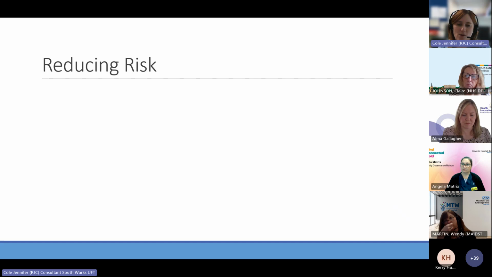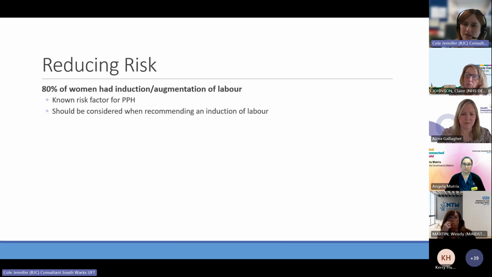Another common theme was opportunities where we could have perhaps minimised that woman's risk. Obviously, that isn't always possible. But around 80% of our women had an induction or augmentation of their labour. Obviously, for the majority of those women, that's going to be the right course of action, the right recommendation. But this is obviously a known risk factor for postpartum hemorrhage, and really, we should be considering this when making this recommendation. And again, the reviewing team did find some cases where perhaps this could have been avoided. Perhaps women should be made aware of this, so that they are fully informed before making their decisions.